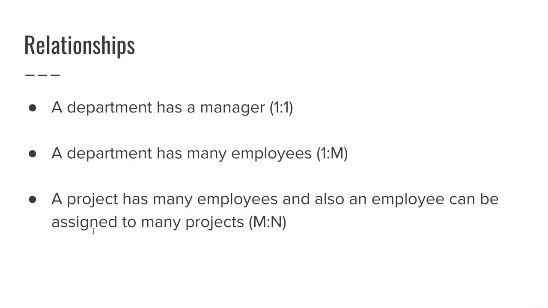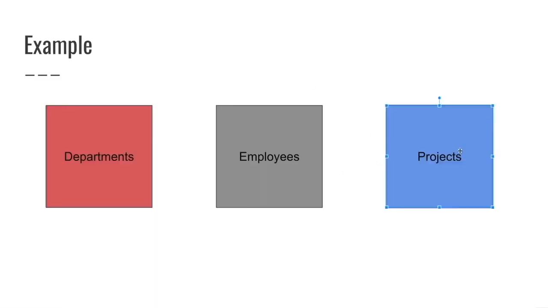And finally, we are going to look at the many-to-many relationship as well. That is nothing but: a project has many employees. Let's say we have a project entity. A project has many employees. Let's say many employees are assigned to one particular project. And on the other hand, a single employee can be in multiple projects as well.